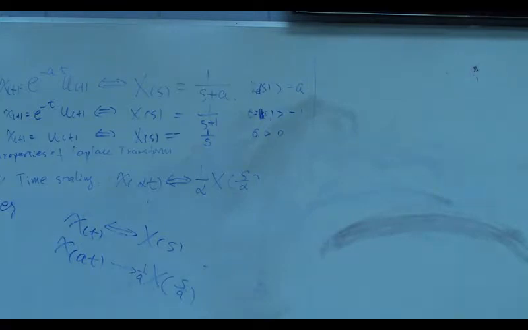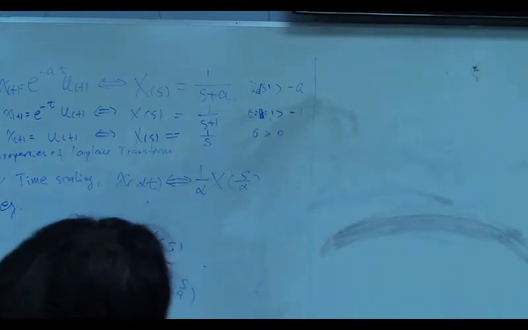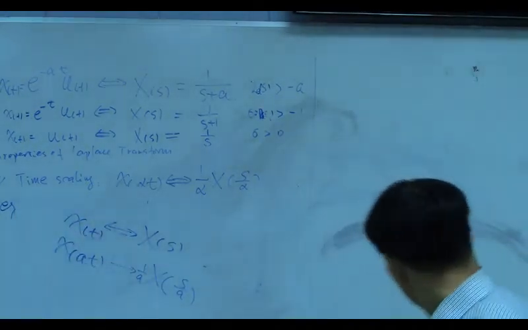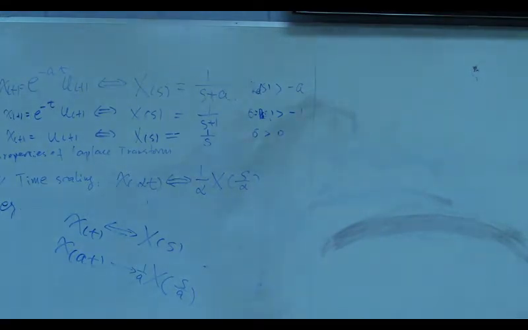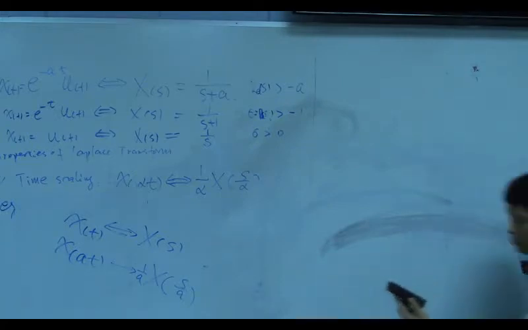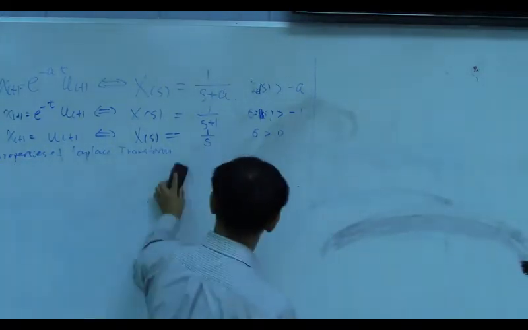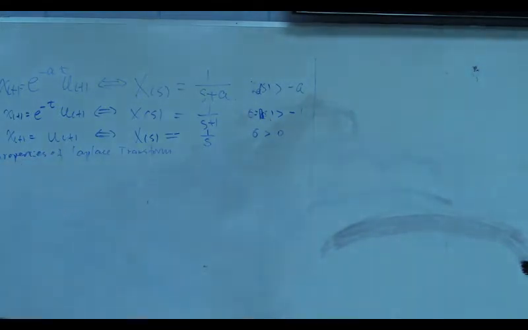Okay, are you good here? Okay, next property is called multiplication by a power of t.